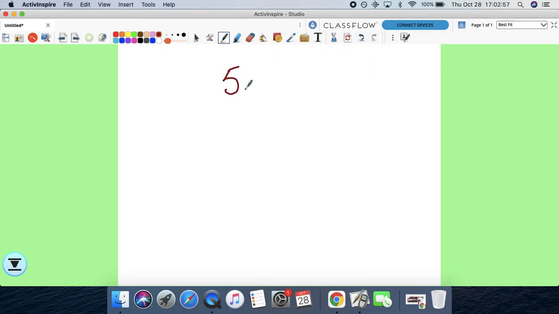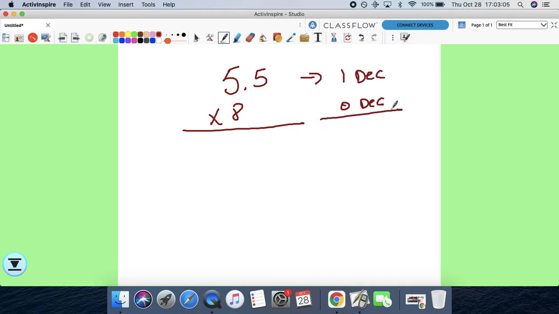Fifth, 5.5 times 8. Again, this has 1 decimal place. This has 0 decimal places. So our total is 1 decimal place. So our answer has to have 1 decimal place. 8 times 5 is 40. Carry 4. 8 times 5 is 40. Plus 4, 44. Where do I put the decimal? It should be right here.